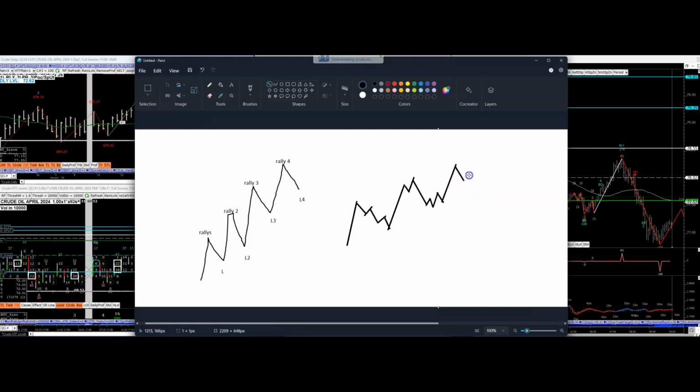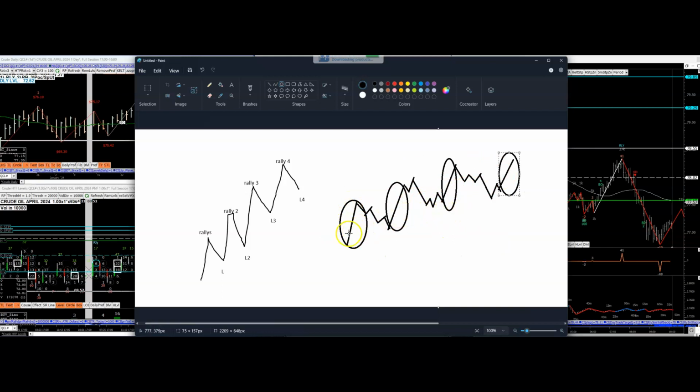it does all these. This is more realistic, all the stuff in the middle and all of that. But if you examine this, this is the impulse wave, this is the impulse wave, this is the impulse wave, and this is the impulse wave. All right, these are the rallies.